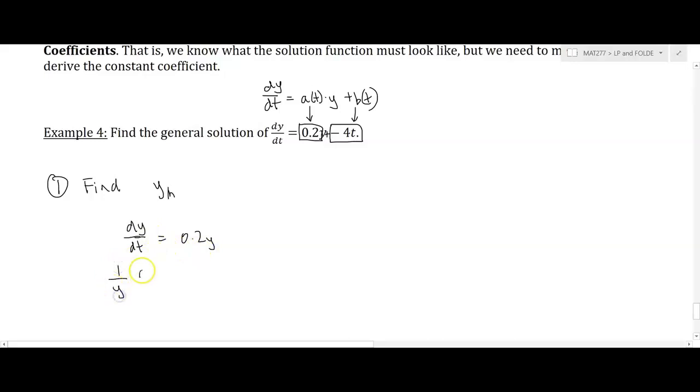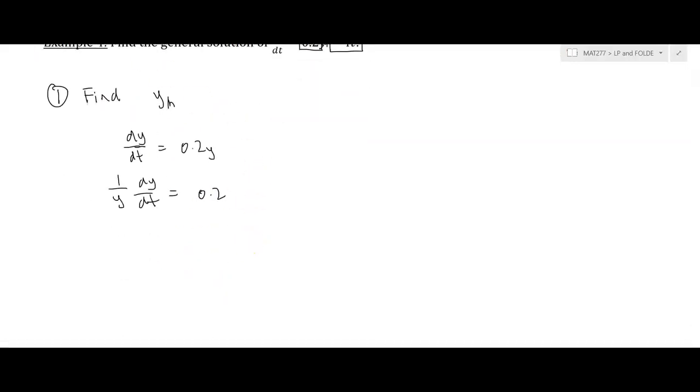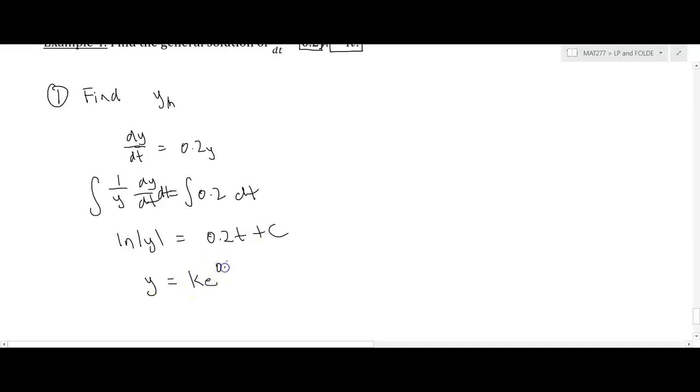So I'm going to divide by y. You can see by now that this is going to work out to be k e to the 0.2t. But if I now integrate with respect to t on both sides, I'll get natural log of y equals 0.2t plus c. When I exponentiate both sides, I'll end up with k e to the 0.2t. All right, that's what we're going to call y sub h. So I found my homogeneous solution.